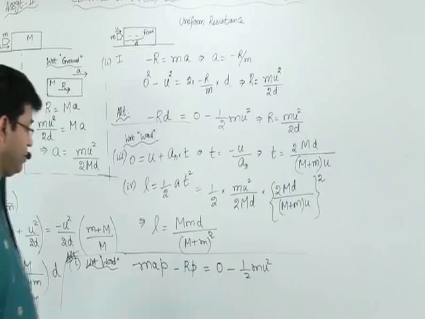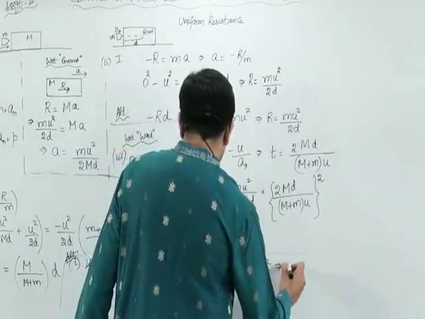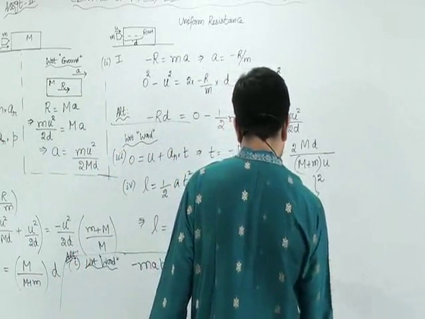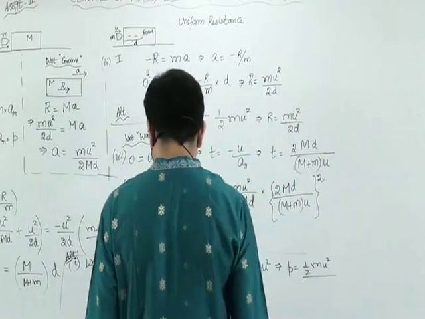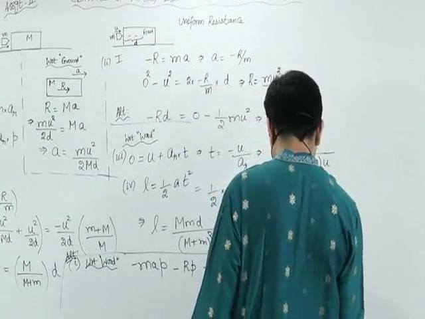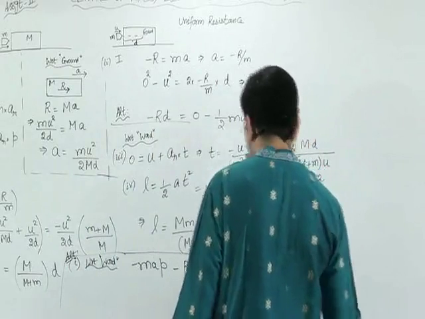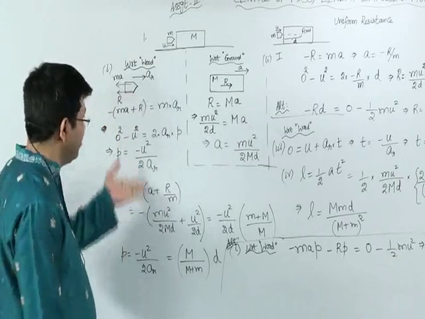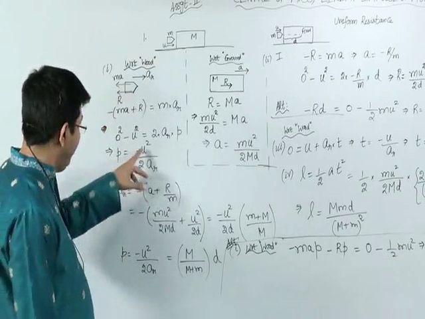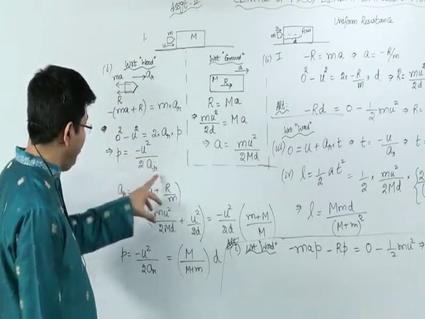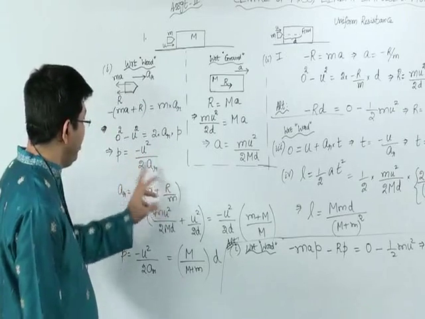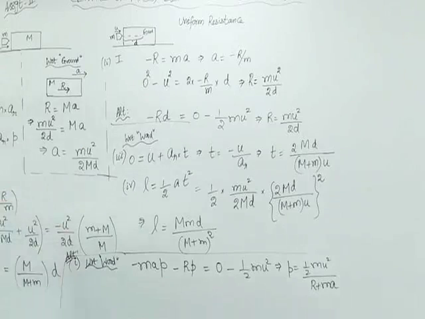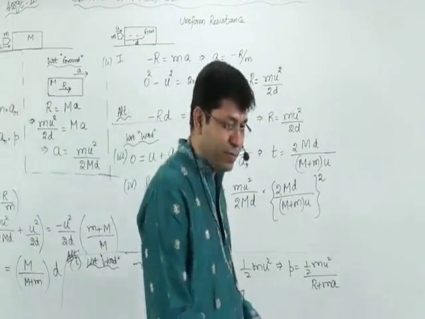check what do you get for P. P will be half mu squared by R plus MA. That's what we have here also. Same thing. Half mu squared, then half m, so it will be MAR. MAR is nothing but minus of this, MA plus R. So eventually you will get the same result.